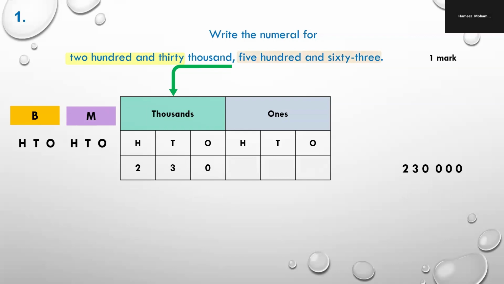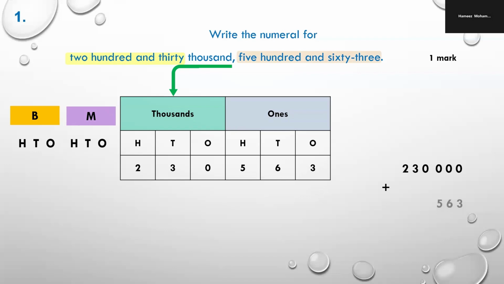And the rest of it, knowing that we have 230,000 now, will be to look at the 563. So how many hundreds do we have? 5 hundreds. How many tens do we have? 60 means 6 tens, and 3 means 3 ones. So that's our answer.